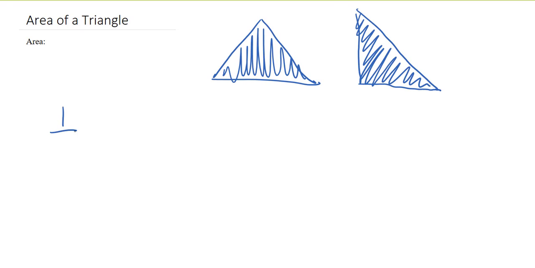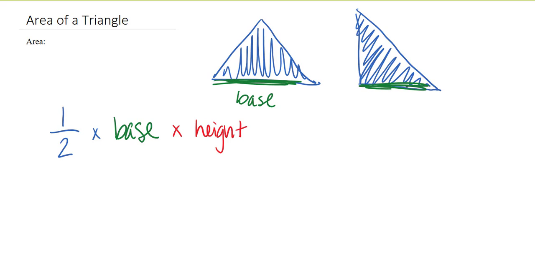We're going to use this formula. 1/2 times the base times the height. Actually, let's put this in green, just to make a point. So this is considered our base. And what's our height? Well, our height is going to be like right here or right here. So those are the heights of the triangles shown.